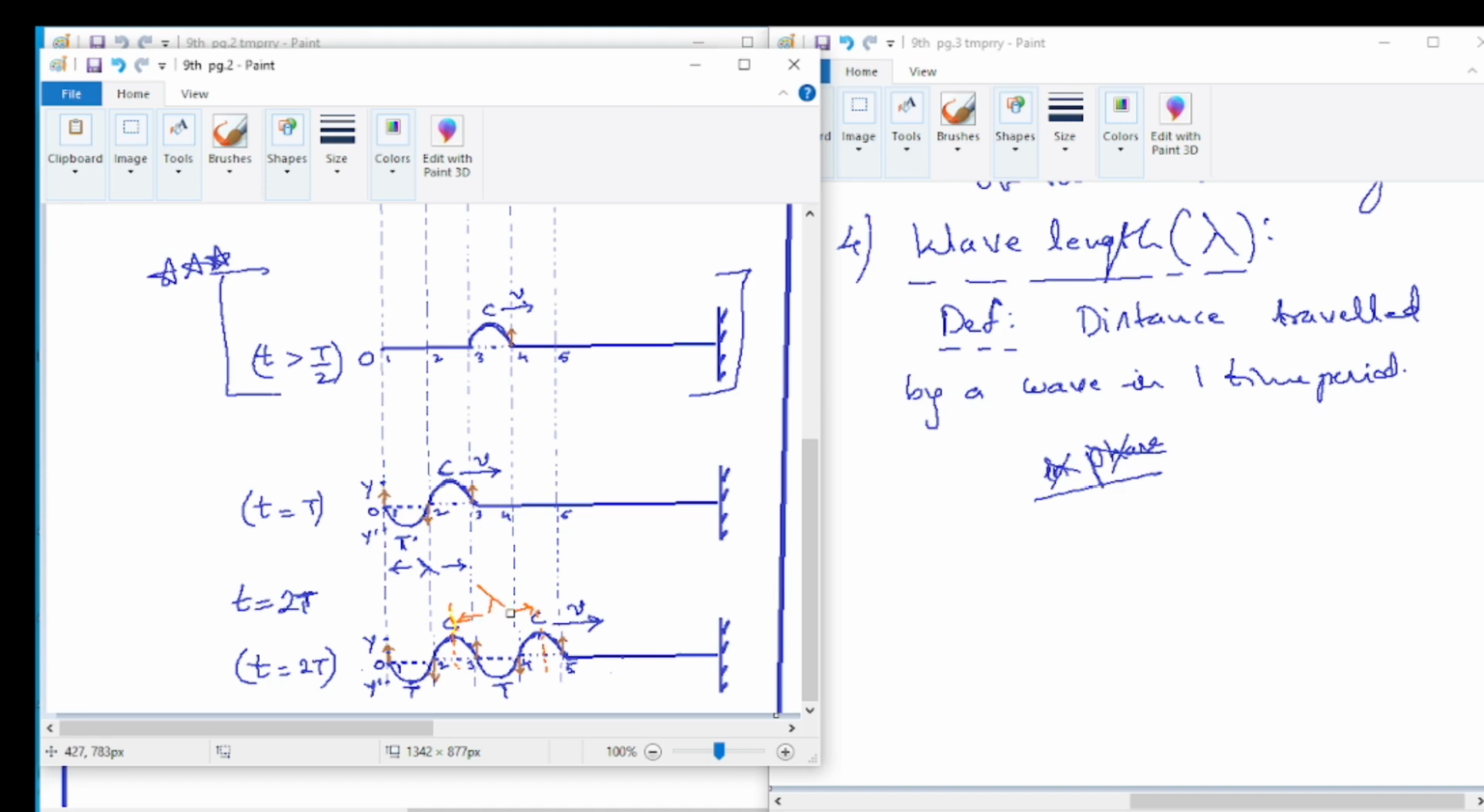So later I'll be removing it. It takes some more time to remove it, so I'll not remove it now. So this also I'll remove. So I'll keep the notes very neat. So that's about the other definition for wavelength.